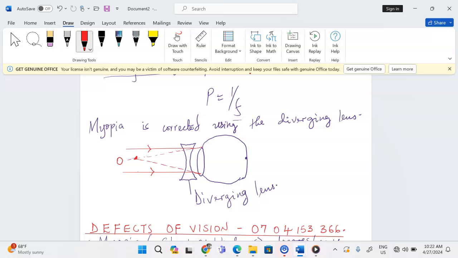And now the eye will be able to focus these rays. Because now they appear to be coming from a near object, they will get focused perfectly at the retina, and the individual will be able to see clearly. So now the rays will go exactly to a point at the retina. So now the defect has been corrected using a diverging lens.